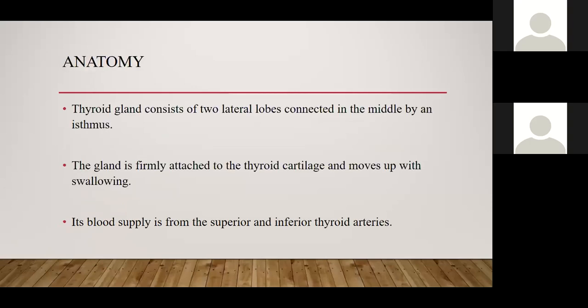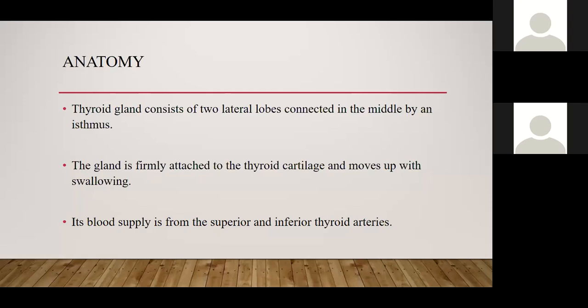So this is just a brief summary, or should I say a recap, or a revision, to take our minds back on what the thyroid gland actually is. For those of us who have forgotten, I'll try and show a picture right away from the internet. You can see that the thyroid gland consists of two lobes, connected in the middle by what we call the isthmus, and the gland is firmly attached to the thyroid cartilage. So usually when you swallow, it moves up and down.